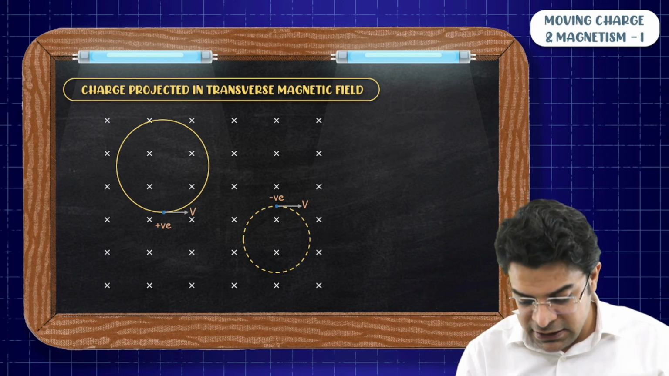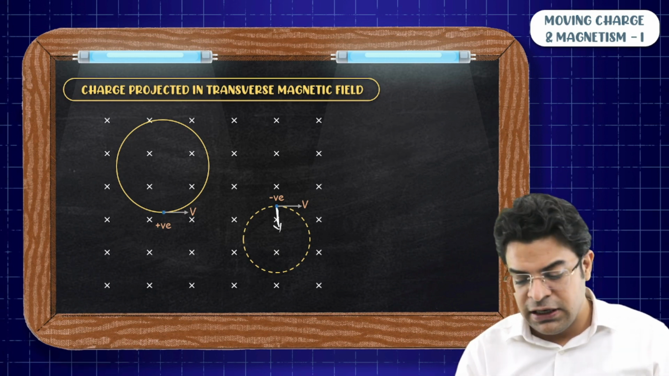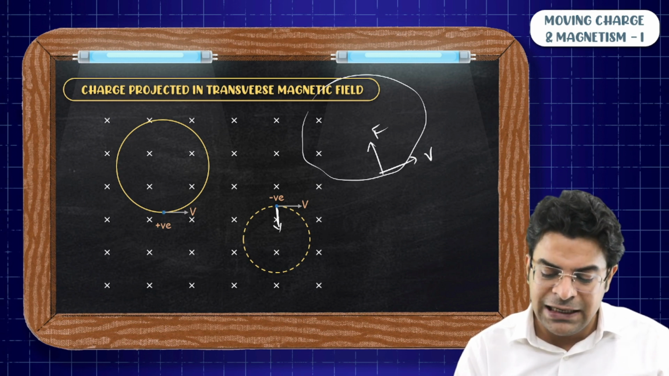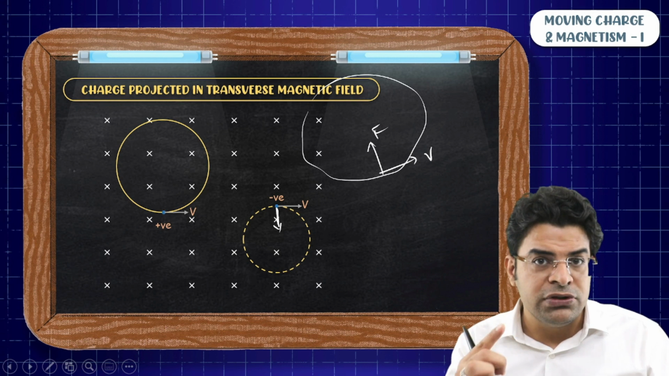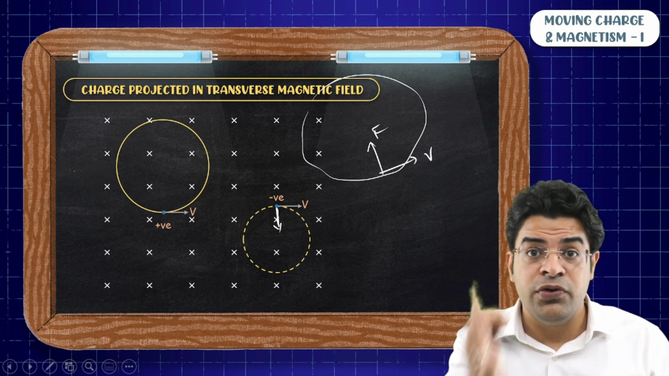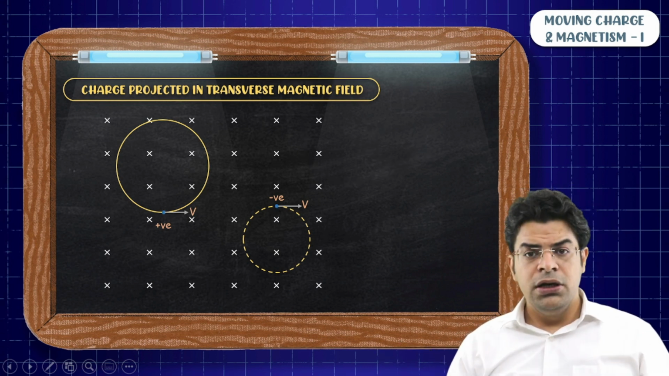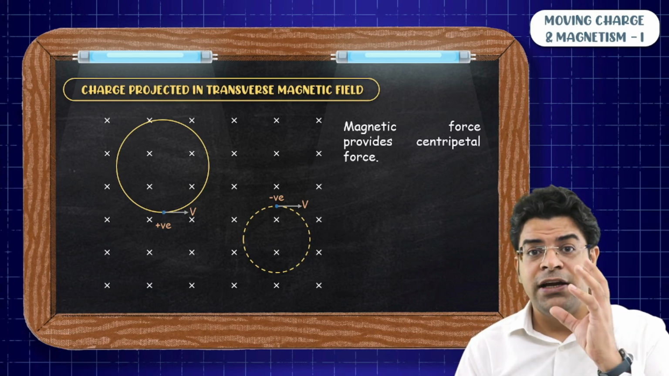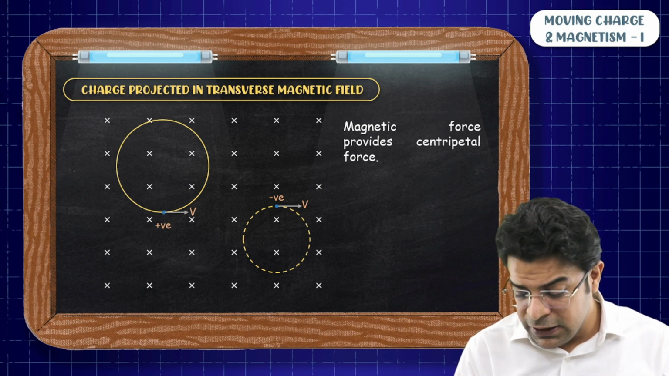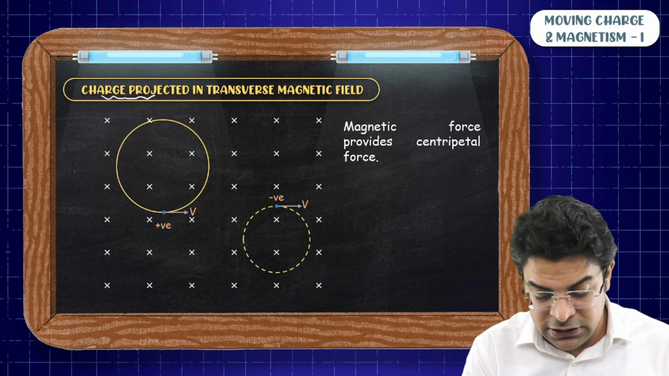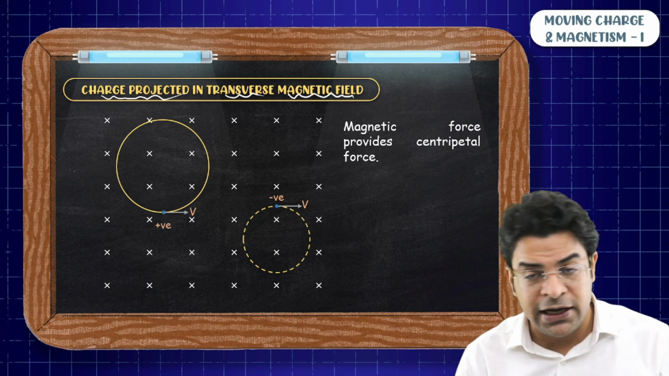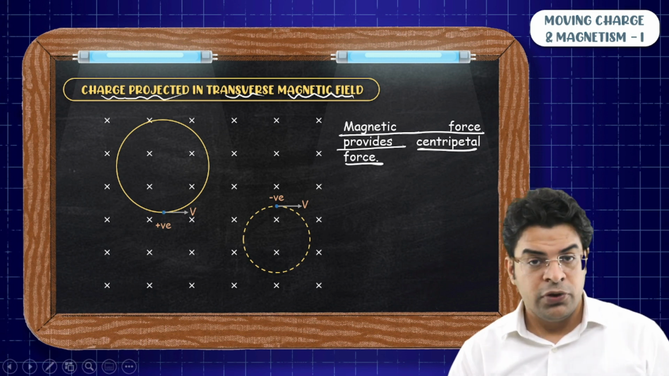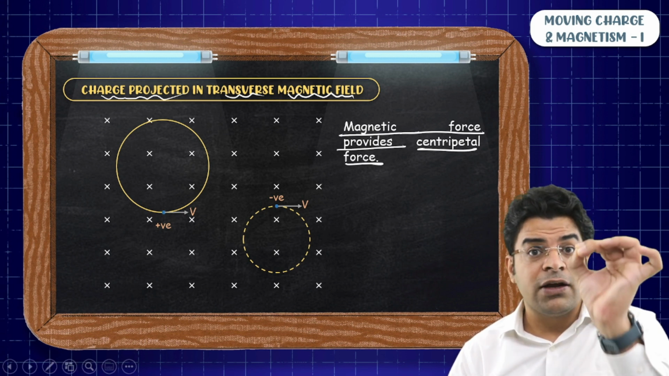Do understand that at any instant, if you know the direction of velocity and force, you can tell which type of circular motion it has to be, because the net force is acting towards the center in case of uniform circular motion. Now the first thing we need to focus upon is how to find the radius of the circular motion. In this case, the charge is projected in a perpendicular magnetic field, and the magnetic force provides the required centripetal force.